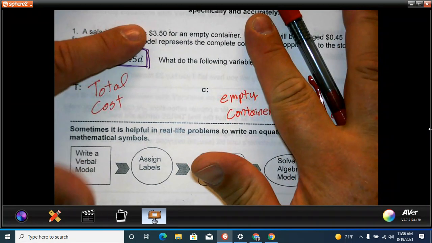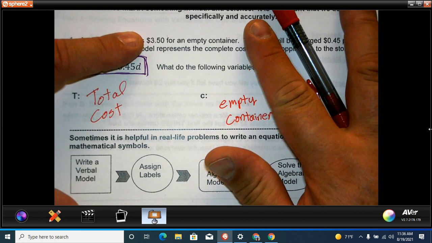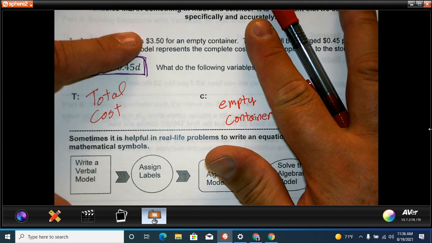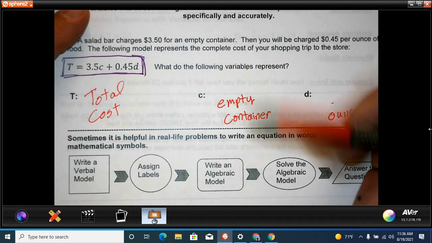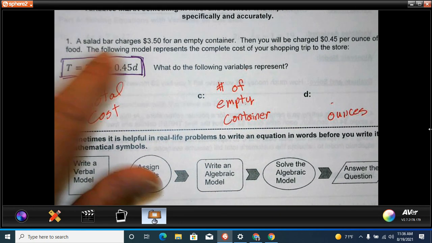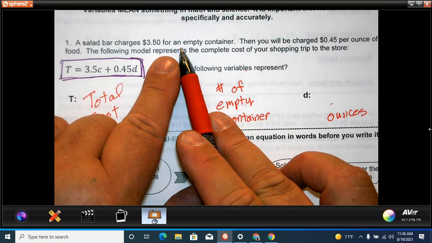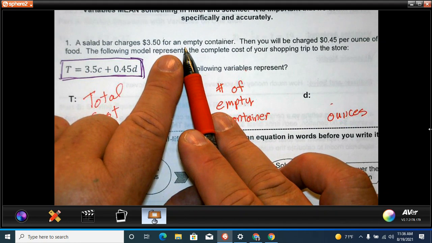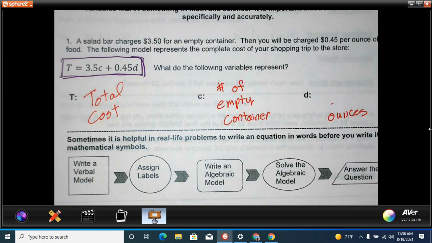Think about this one little statement right there. $3.50 for an empty container. Yes, number of containers, right? Number of containers, good. Yeah, we already know how much it costs. What we're looking for, and they use the word and, is how many containers. We don't know. What if we get 2 containers, 3 containers? Whatever the number of containers is, we've got to multiply by 3.50.